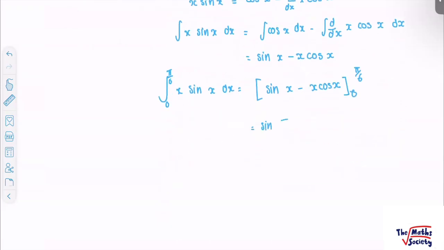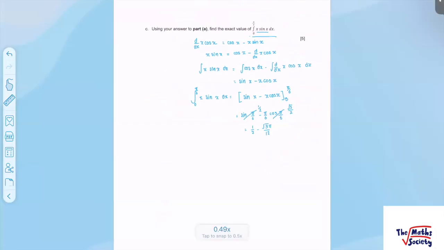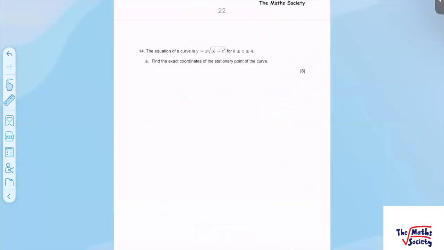Look at sine pi by 6 minus pi by 6 cos pi by 6. So this one was root 3 by 2. This one's half. Half minus root 3 pi by 12. Yep. And we'll move on to question 14, which is probably the last question.